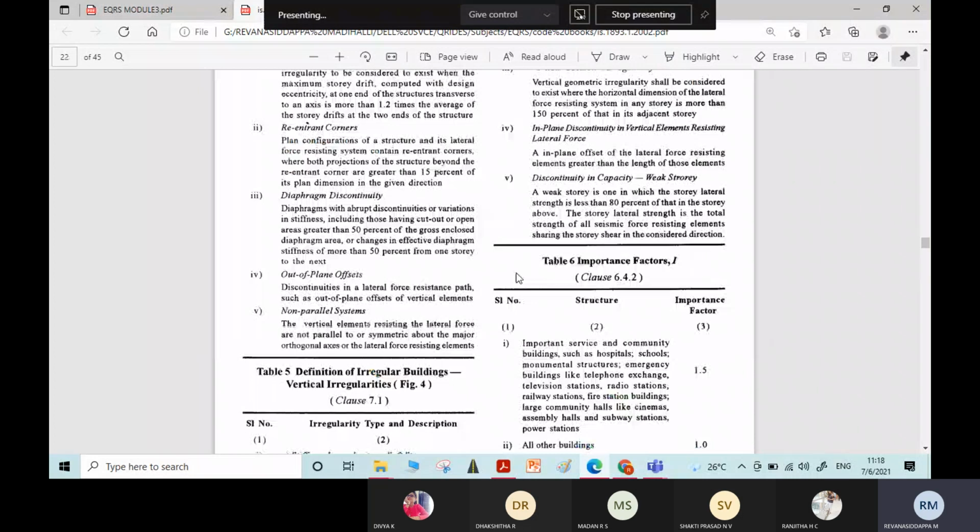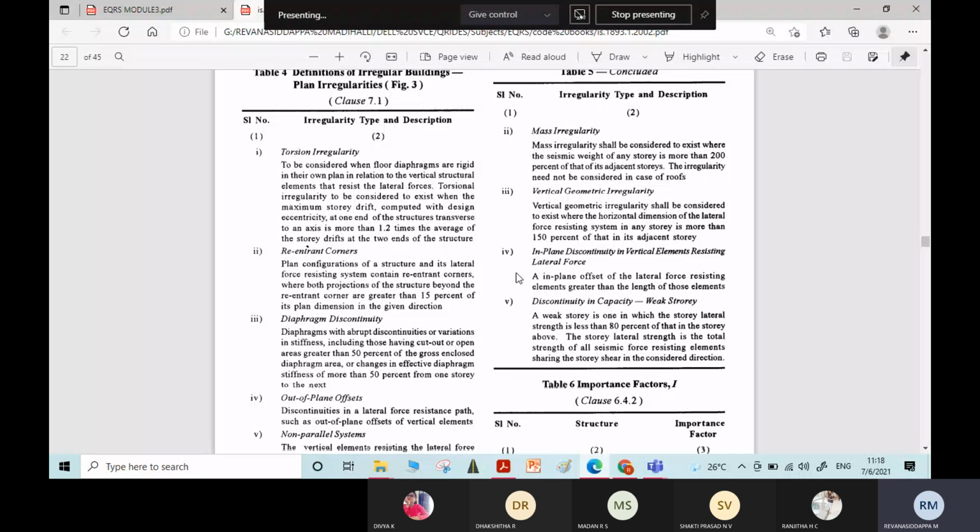Next, with respect to the plane of the structural elements, the vertical irregularity is defined. You just go through it. An in-plane offset of the lateral force resisting elements greater than the length. If you refer to the figure, then you will be able to understand it in a clear way. You can see here.